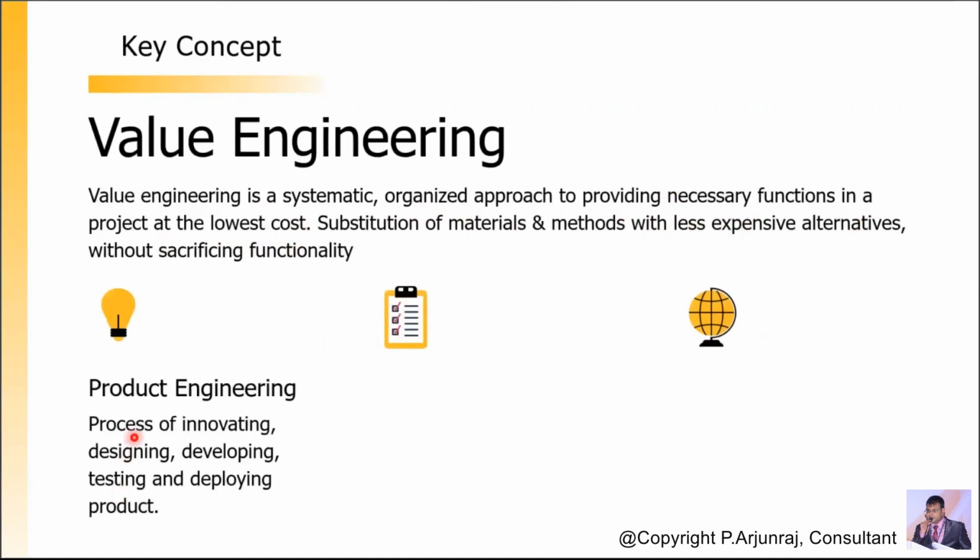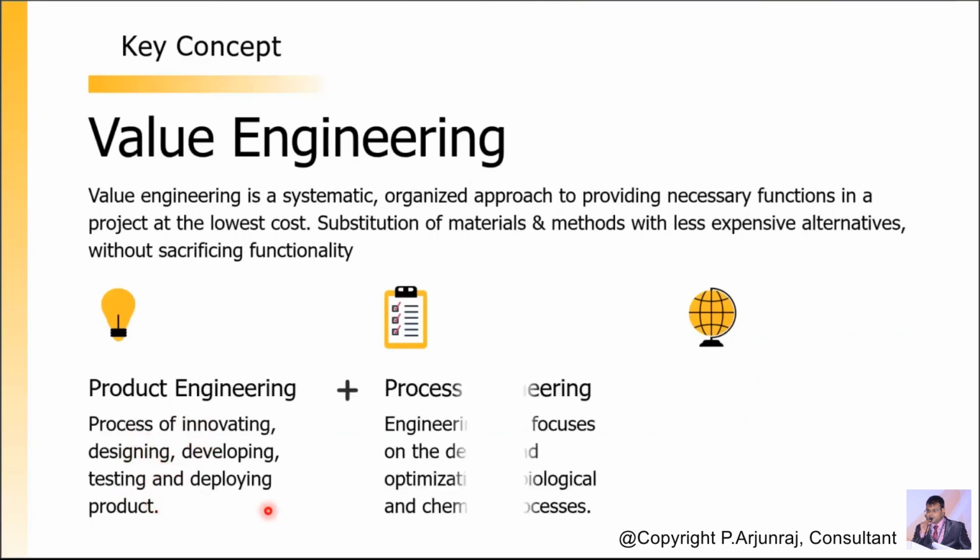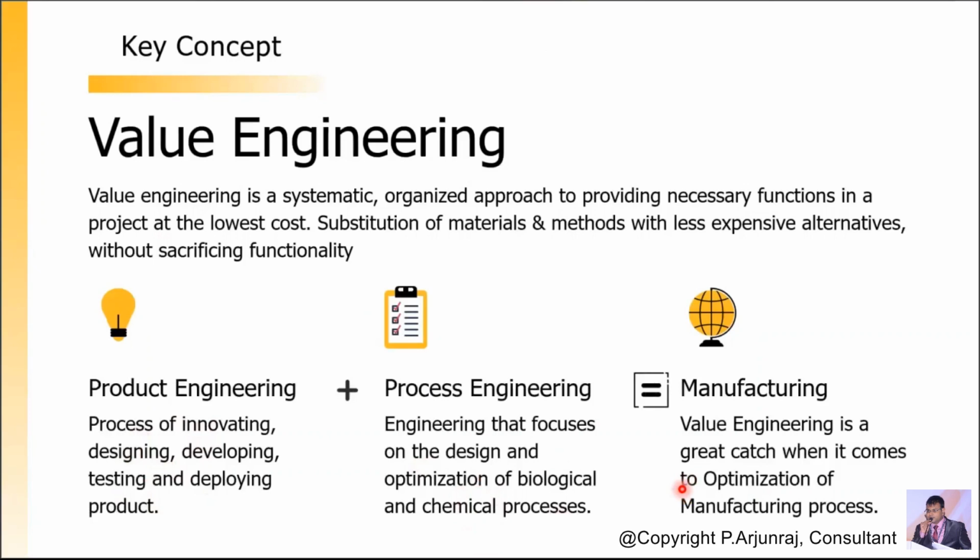When it comes to product engineering, you're going to look for innovation, considering the design, development and testing, and then you finally go for deployment of the product. And process engineering is engineering that focuses on the design and also optimization, which involves biological and also chemical processes. Put together, product engineering plus process engineering is where it comes to manufacturing. So it's a great catch when it comes to the optimization of the manufacturing process.